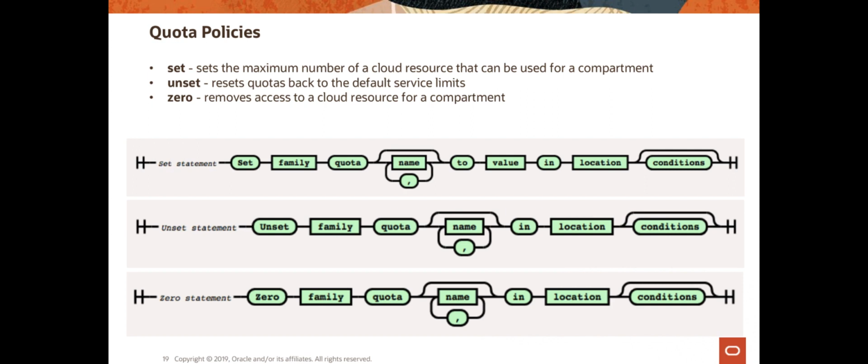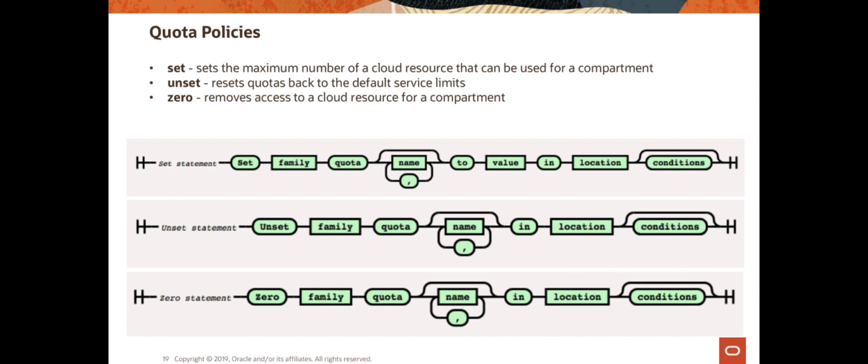For example, you can specify compute or block volume, or any other OCI service family name here. This is followed by the quota or the quotas, plural keyword. Following that comes the name of the quota. The name of the quota varies with the service family.